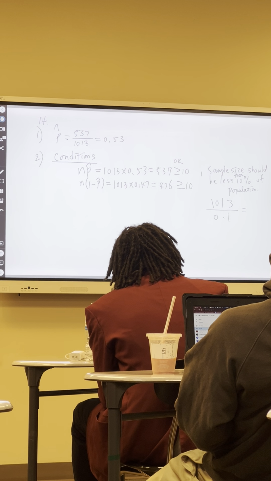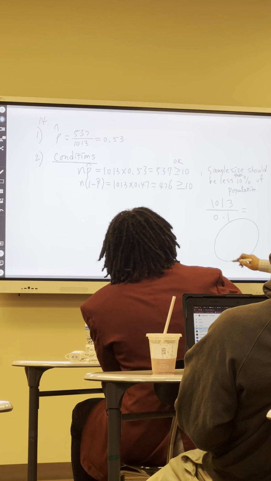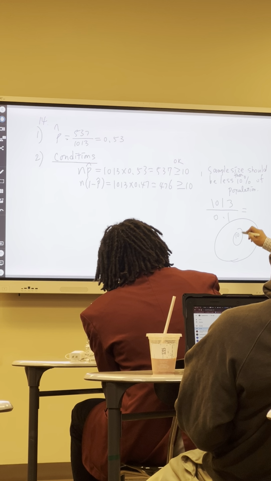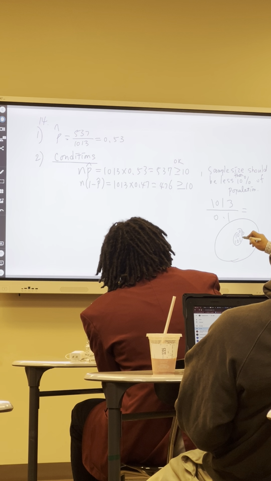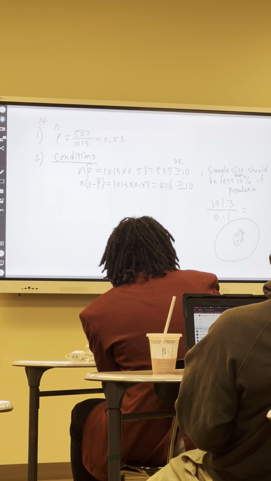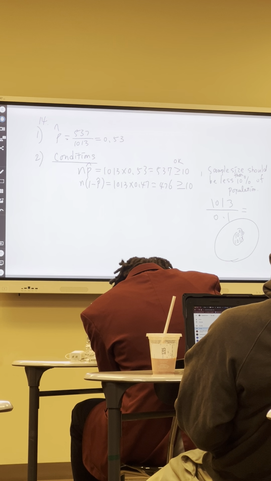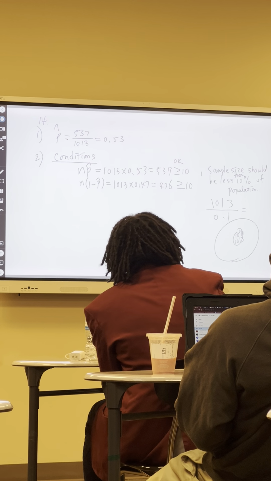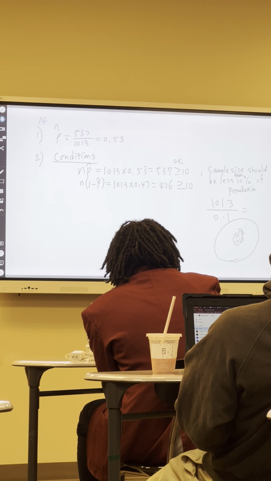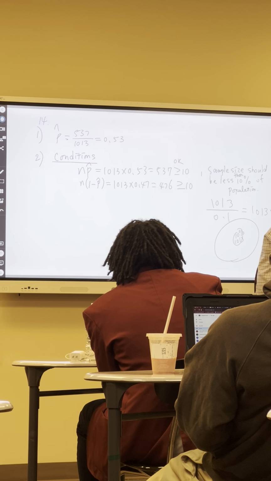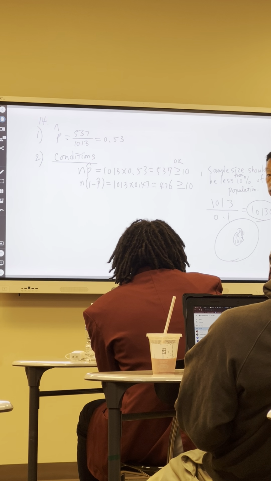Give me the number. You gotta divide. This is a population, 0.10% is a sample size. You gotta divide, right? Get the total. Give me the number. 1013 divided by 0.1. Anybody? You have a calculator? 10,130. Write this one down.